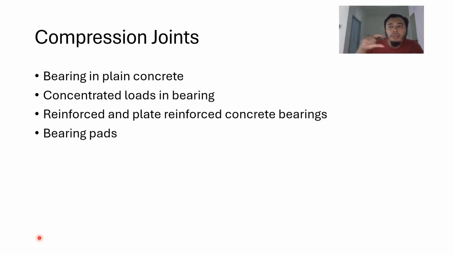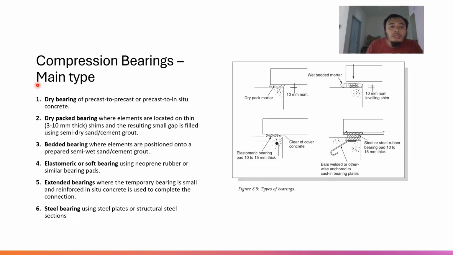And then a bearing pad. When you place a bearing pad on top of your components to support the compressive force, the bearing pressure. So types of bearings you have. The first one is dry bearing of precast to precast or precast to in situ concrete. So nothing there, just component to component itself. And then you have dry pad bearing where you put some shim gap. So when you place your component, then you inject grout. Then the second one is bedded bearing, where the elements are positioned onto semi-wet sand or cement grout.